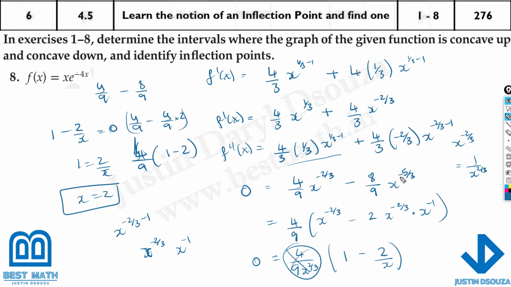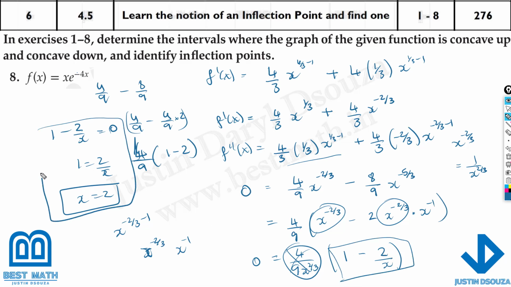Now here, instead of writing minus 5 by 3, we know it was minus 2/3 and minus 1. So I split it out and I can remove these two common terms outside. And that's also gone. So the only thing remaining is 1 minus 2 by x, and then 1 minus 2 by x equals 0. I've solved it over here. It's very simple. Minus 2 by x to the other side becomes positive 2 by x, and x to the other side, it's already 1, so it'll be 1 times x, that is 2. So the point of inflection for this particular problem is at 2.